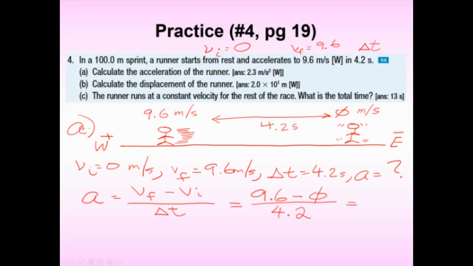Okay, what would that be? What's 9.6 divided by 4.2? I know it's between 2 and 3 for sure. So what we get is 9.6 divided by 4.2.